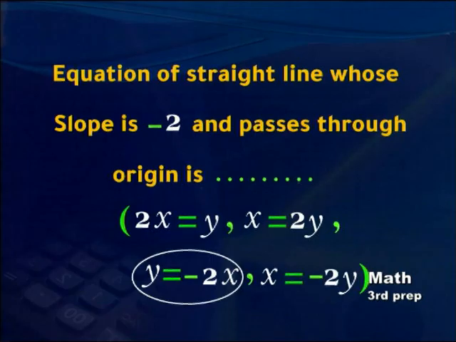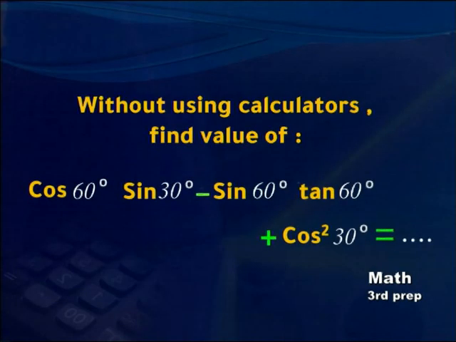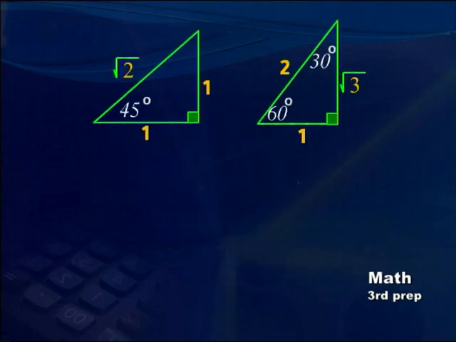Another example, without using calculators, find the value of cosine 60 sine 30 minus sine 60 tan 60 plus cosine square 30. First of all, to find the value of such a problem without using calculators, you must first draw the two triangles. The first triangle is an isosceles triangle.